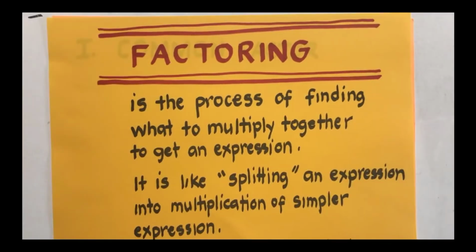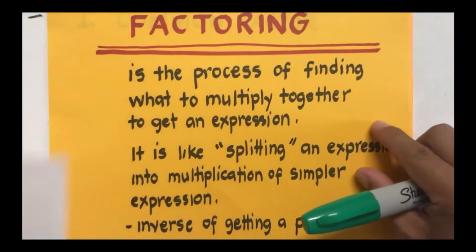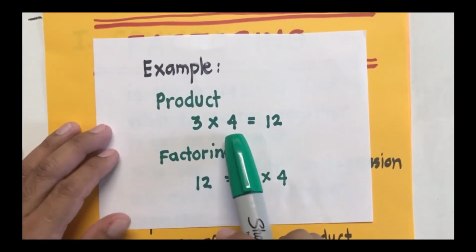Factoring is the process of finding what to multiply together to get an expression. It is like splitting an expression into multiple, simpler expressions. And factoring also is the inverse of getting a product. Let me illustrate that this way. For example, you have the product 3 times 4 is equal to 12.